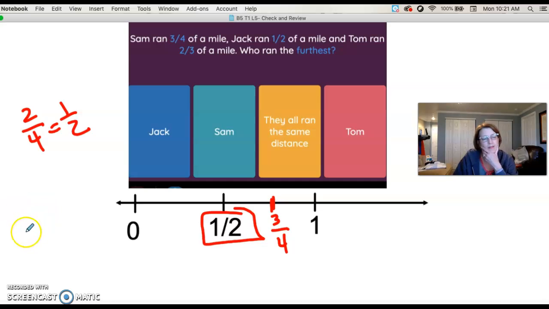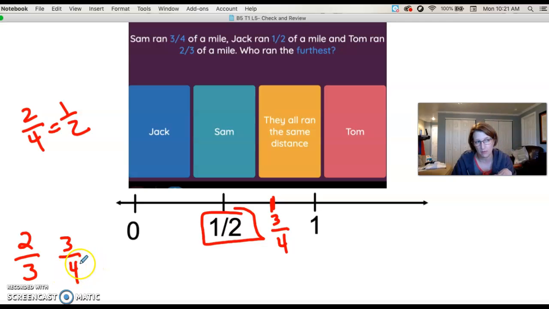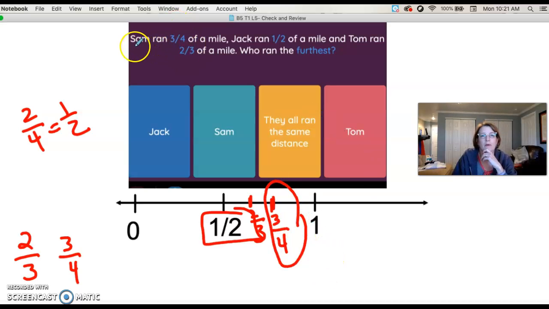Now here's where we've got to come down and think about it. Between 2/3 and 3/4, which is bigger or smaller? Thinking about this, you know that each one of these is missing one piece from getting to a whole. 2/3 is missing one bigger piece. Then the fourths would be missing one smaller piece, 1/4. So 3/4 is a shorter distance away from one whole, making it a little bit bigger than 2/3. So who went the farthest? Whoever went 3/4 of a mile, and that goes for Susan.